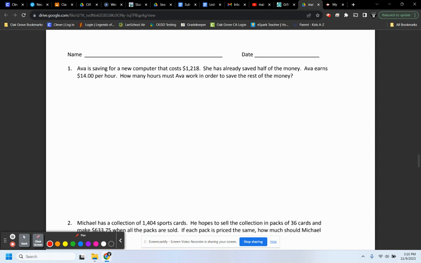So we need to figure out what we need to do here. We're going to take $1,218, and the first thing we do is divide it by 2 in order to figure out how much she's already saved. And then once we figure out the other half that she has to save, we're going to divide that amount by 14, and we'll get the entire amount that she has to save. Because she's already saved half of it, we'll now know how much she has to save and how many hours she has to work in order to save the rest of the money.